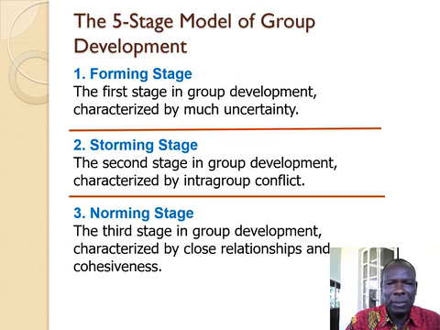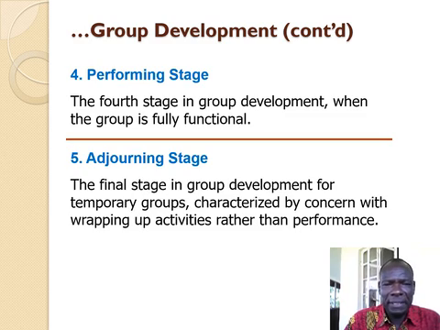This is a stage which is characterized by close relationships and cohesiveness. Surely, at last, there is some kind of development coming up here. Norming stage. People now begin to make sense out of what they are developing. Relationships become closer, members become more cohesive, and then their energies are pulled together and they are moving. So the fourth stage is called the performing stage. This is a stage when the group is fully functional.